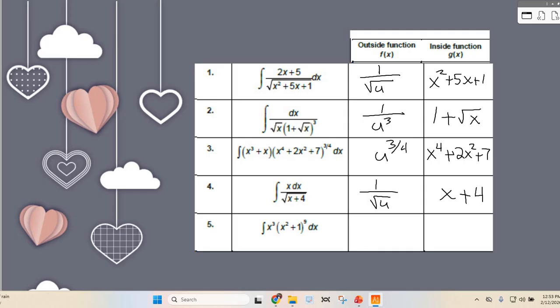What about our next one? What's our inside part? X squared plus 1. Which means what's our outside part? U to the 9. All right, so what do we think about that?